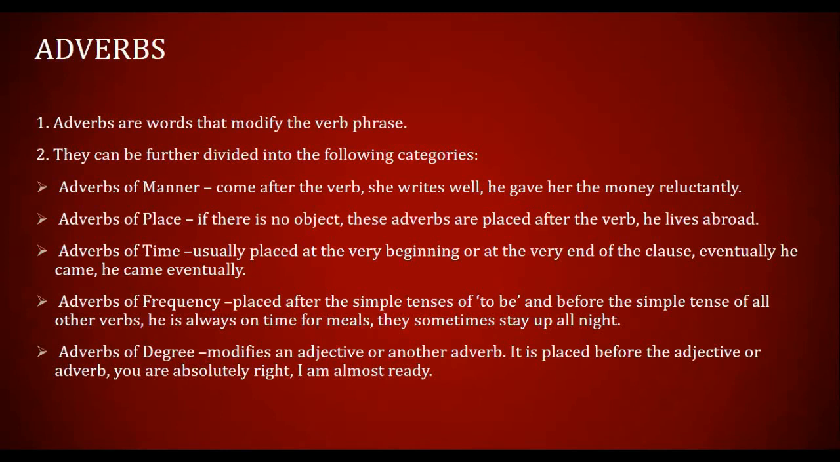So if it's adverb of frequency, it is placed after the simple tense of to be and before the simple tense of all other verbs. He's always on time for meals. Now the words like always or sometimes or rarely or frequently, these are adverbs of frequency, or at times, words like these. So if you say he is always on time, is the verb, and always is telling you the frequency. Or if you say they sometimes stay up all night, now stay up is a verb, and sometimes is telling you how frequently they do this work. So sometimes is the adverb of frequency.